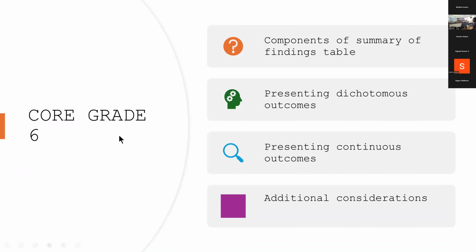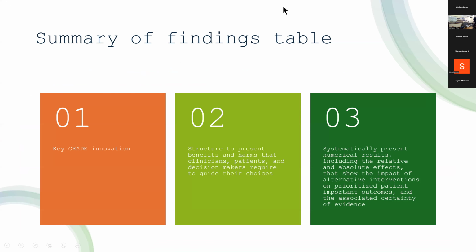So today we'll be looking at the components of the summary of findings table, how to present dichotomous outcomes, how to present continuous outcomes, and we'll also be looking at additional considerations. So what is the summary of findings table? This is a key GRADE innovation. Basically, it's a structure which helps present benefits and harms that clinicians, patients, and decision makers require to guide their choices. It helps us to systematically present numerical results like relative and absolute effects that show the impact of intervention for prioritized patient outcomes and also the certainty of evidence.